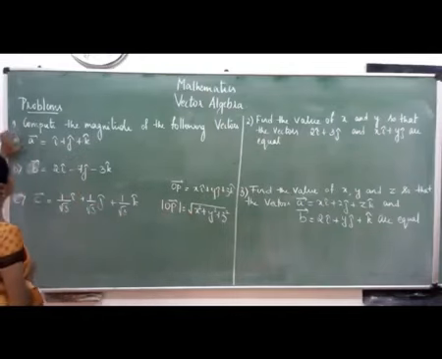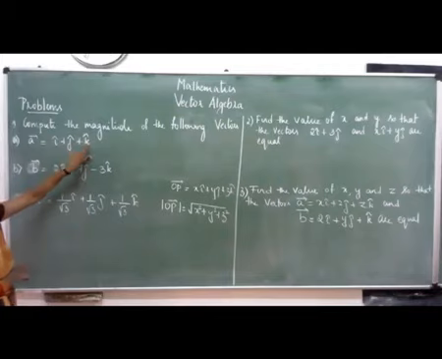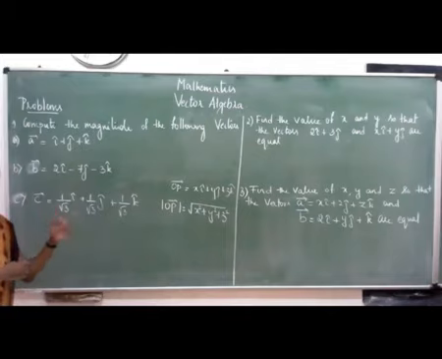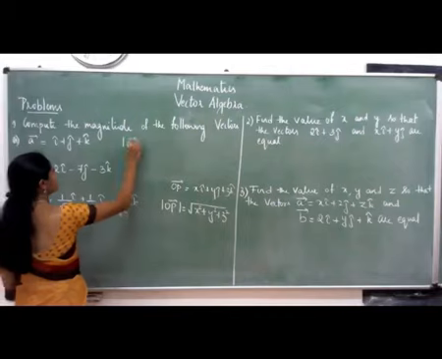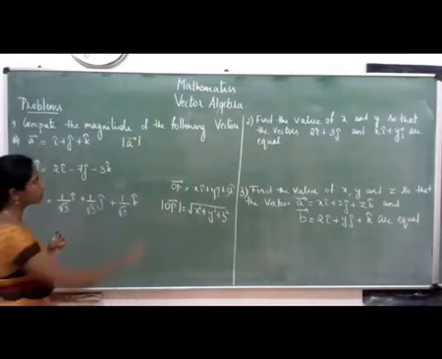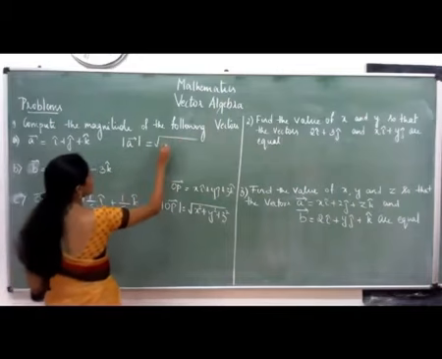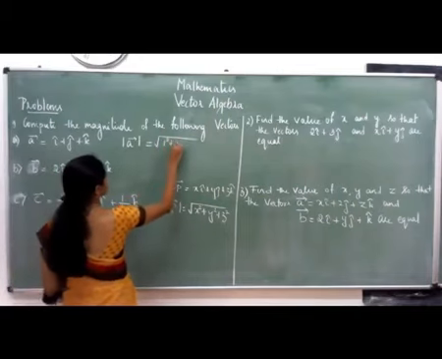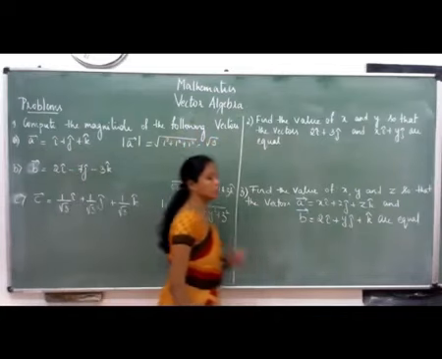Here, in the first question, you have vector A is equal to i cap plus j cap plus k cap. It is understood it is 1 i cap plus 1 j cap plus 1 k cap. So scalar components are 1, 1 and 1. To find its magnitude, magnitude of vector A is equal to root of 1 square plus 1 square plus 1 square, which is equal to root 3.